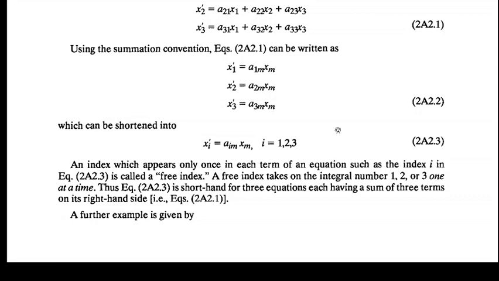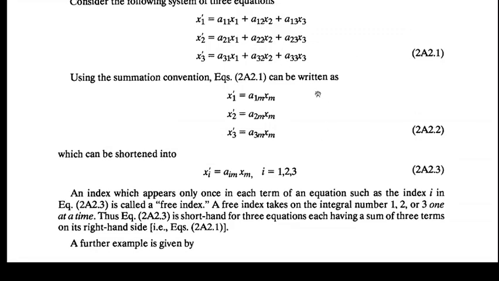So when you give the value of the free index, the equation will change. For i equal to 1, you will have this equation, for 2 you have this, and for 3 you have this. This is what I was saying: the free index takes on the integral numbers 1, 2, 3, one at a time. Thus, equation 2a.3 is shorthand for these equations, each having a sum of 3 terms on the right hand side of this.